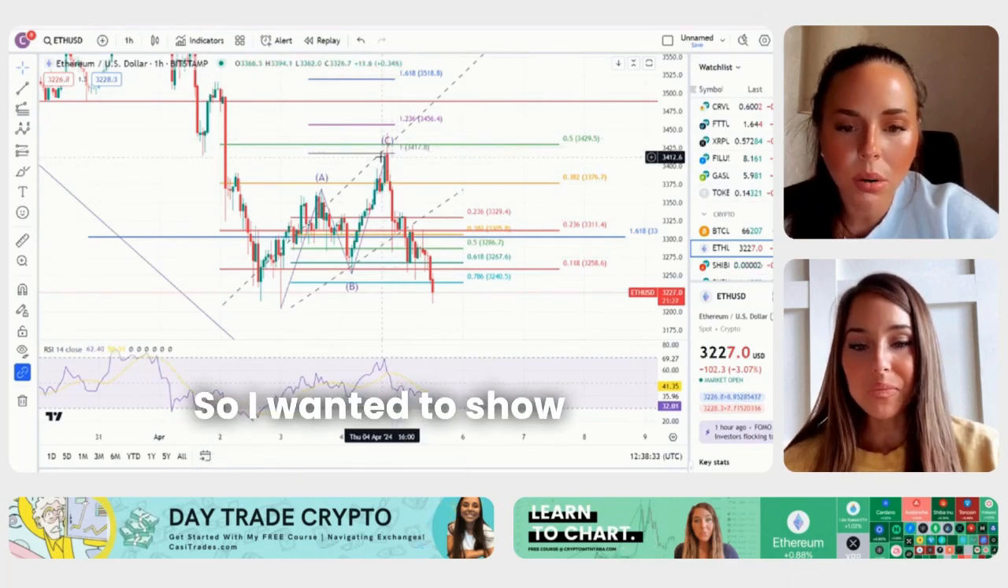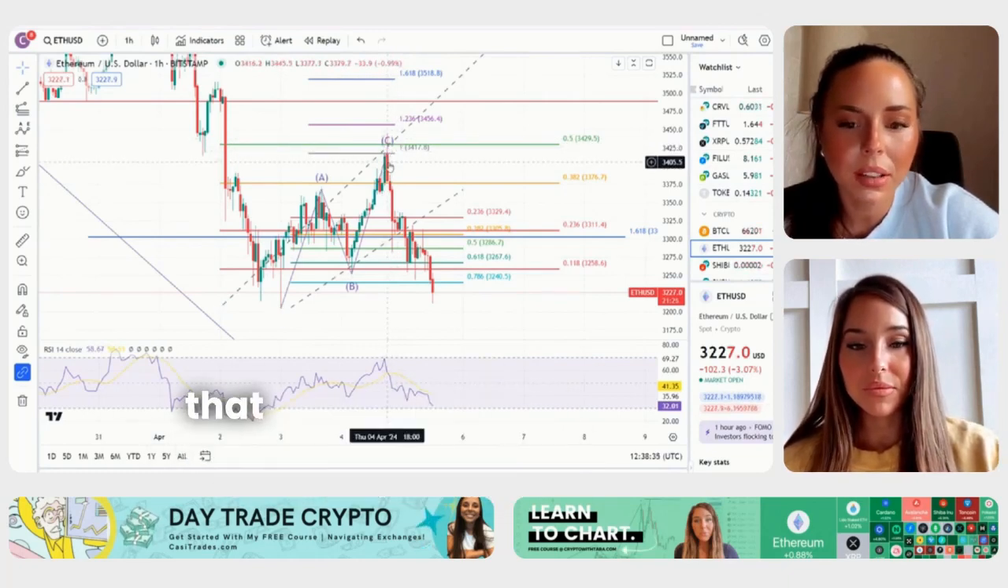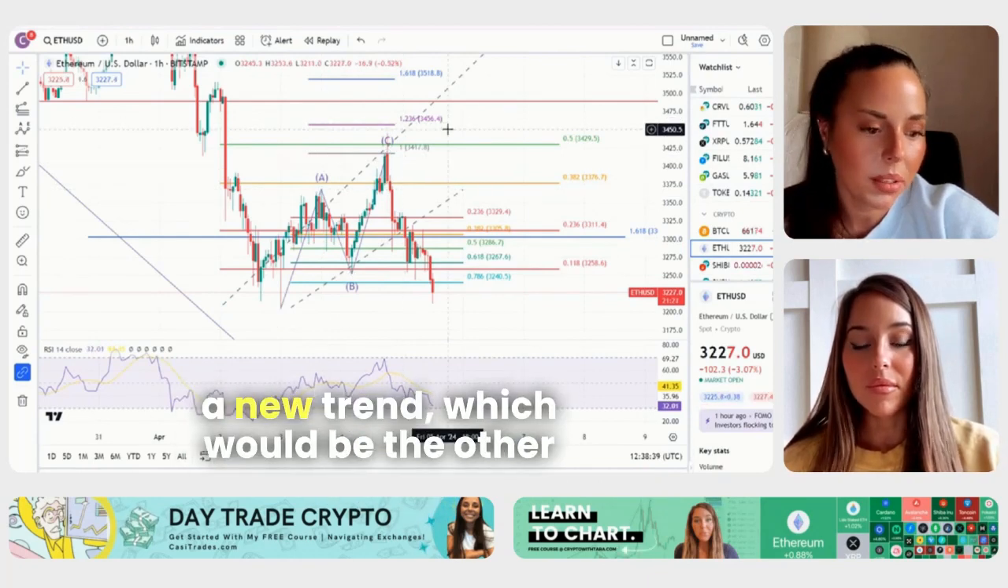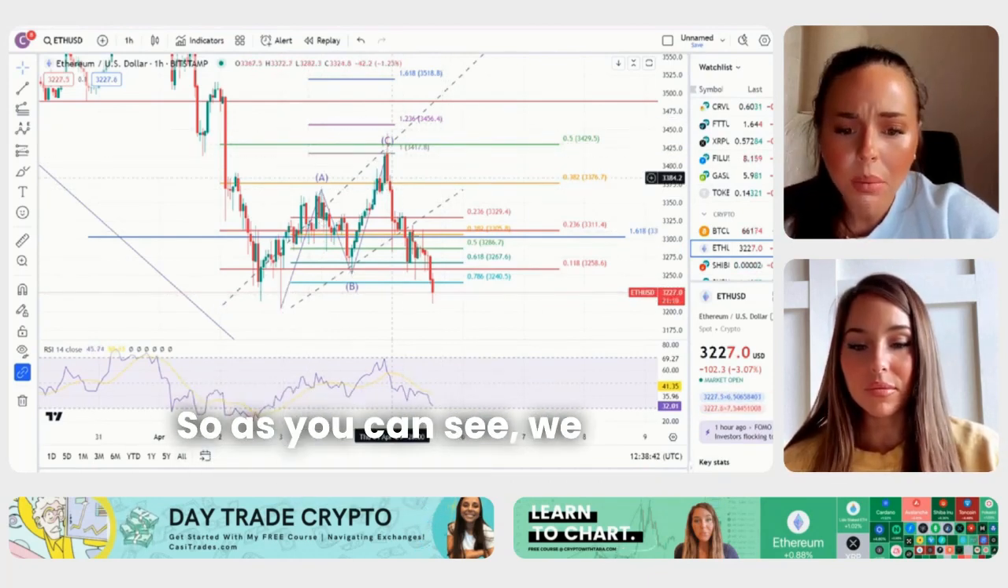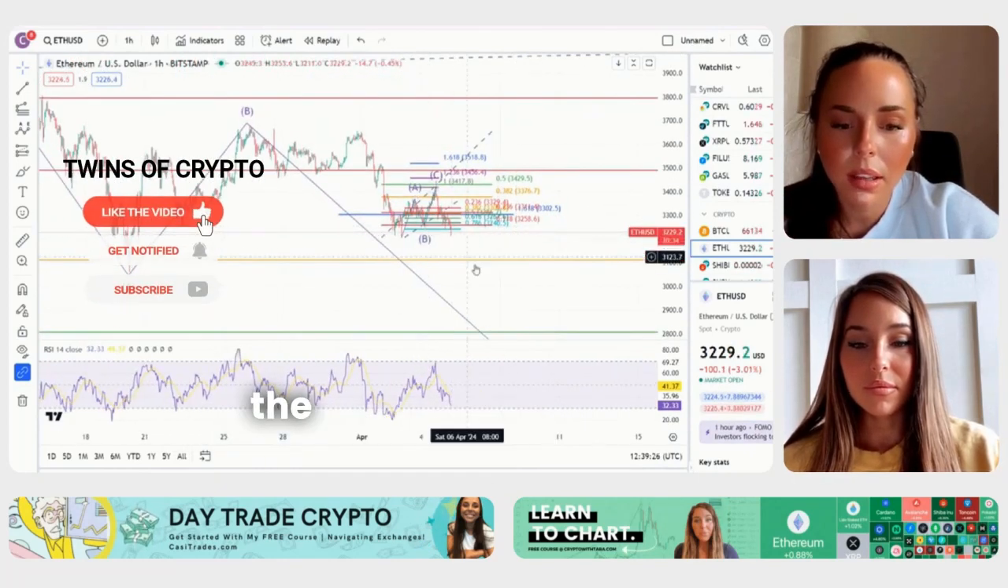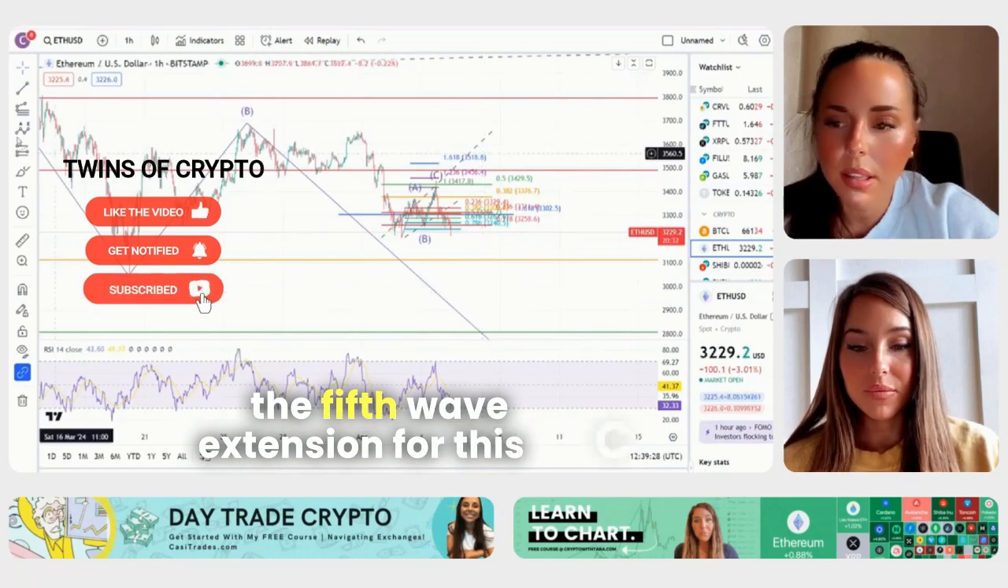So I wanted to show how this really gave us confirmation that this was an ABC and not actually the start of a new trend, which would be the other scenario. So as you can see, we are starting now to break down to new lows. So let me show you how to get the 5th wave extension for this C wave.